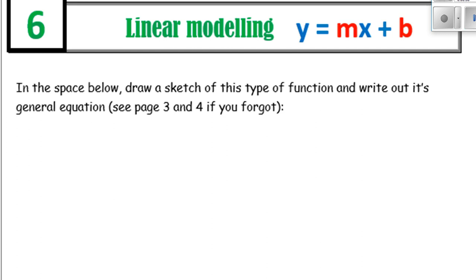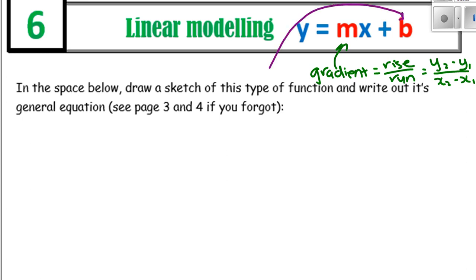What does the m stand for? You might remember it stands for the gradient, which is rise over the run. Or you might think of it as the gradient formula: y2 minus y1 over x2 minus x1, if you're looking at two coordinates (x1, y1) and (x2, y2). What does the b stand for? The b stands for the y-intercept. So the y-intercept is b, and m is the gradient, which is rise over run, or y2 minus y1 over x2 minus x1.